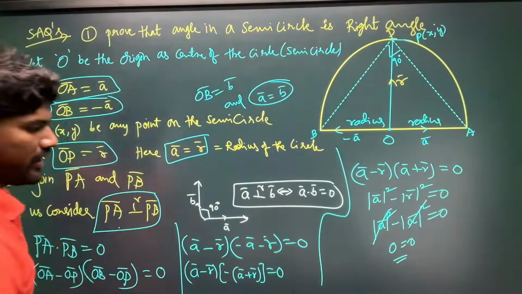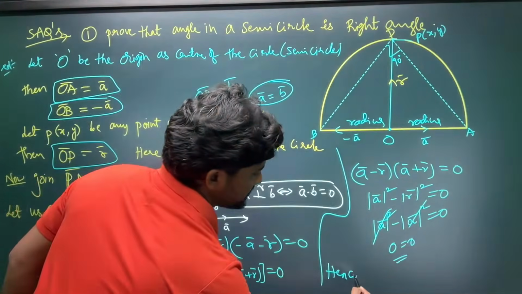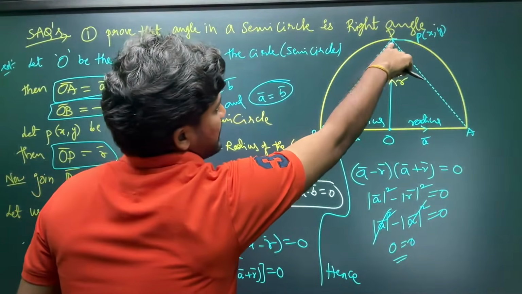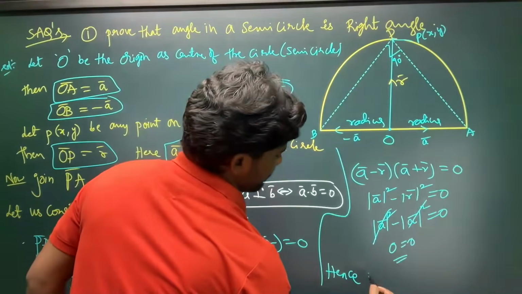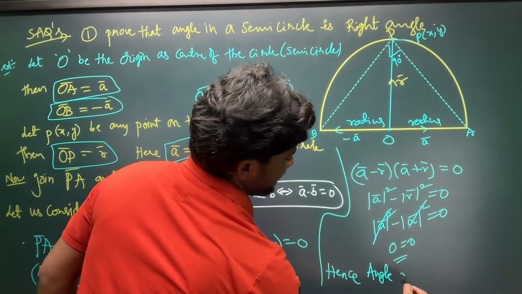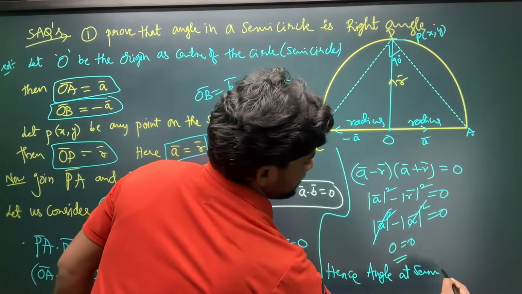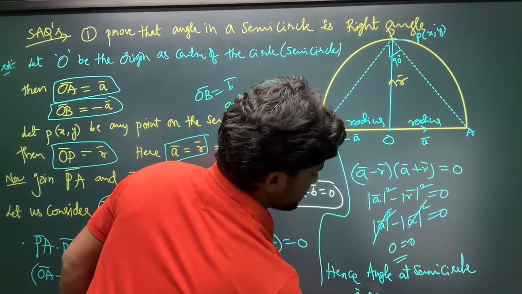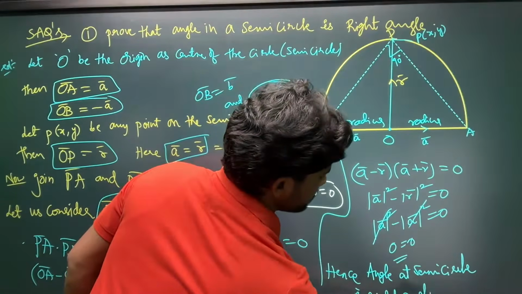Clear? So hence we got 0 is equal to 0. So what do we say about the angle in a semicircle? We say it is a right angle. The angle in a semicircle is a right angle. Clear? So very good.